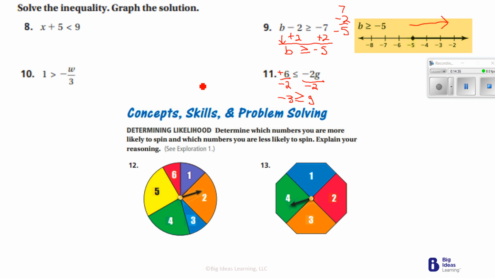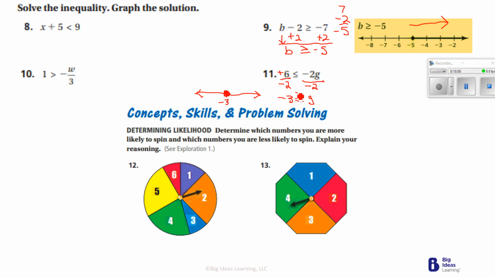If I was going to make my graph over here, I would put -3 on the bottom. Since there's a line under the symbol, I'm going to shade in my dot. If there was not a line, I would make it an open circle to not include the number. But in this case, since it does also equal it, I'm shading it in to include -3.